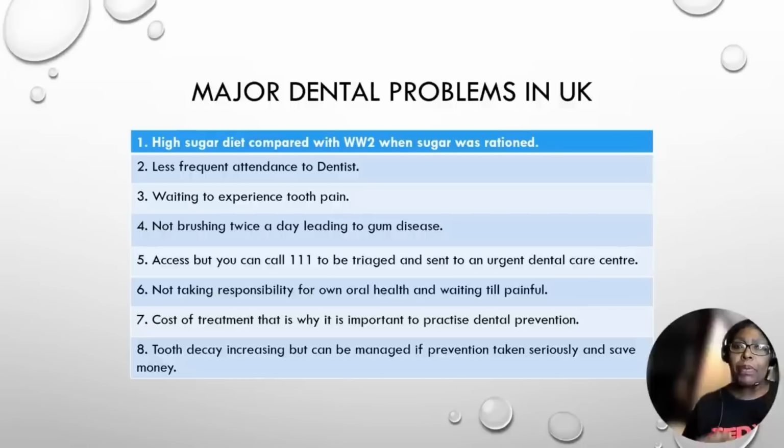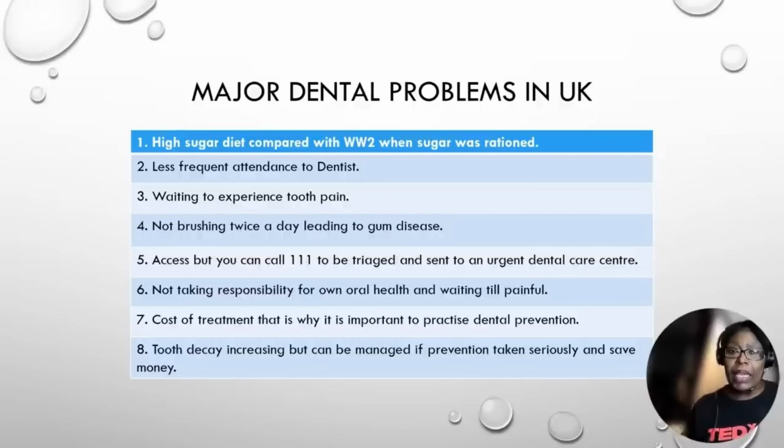The major dental problems we have in the UK are: one, high sugar intake. During World War II, because people cooked from scratch and there was sugar rationing, there was less tooth decay compared to now. Also, nowadays people don't go to the dentist frequently. They wait till things are very bad before they go. When you wait till you're in pain, it becomes more costly. And also, some people brush only once a day when it is important to brush twice a day.